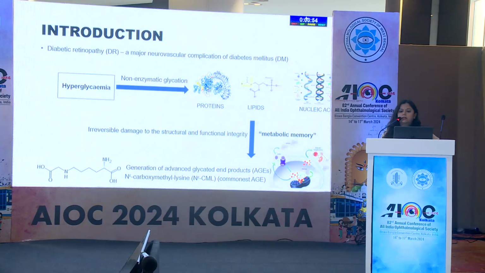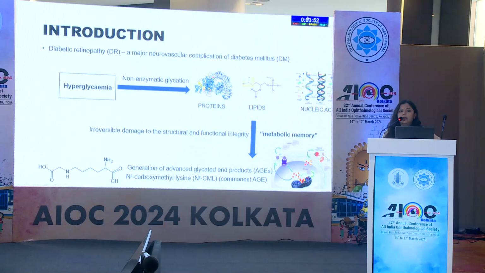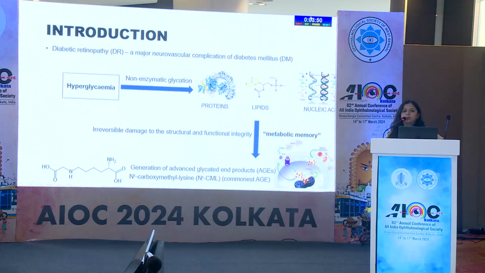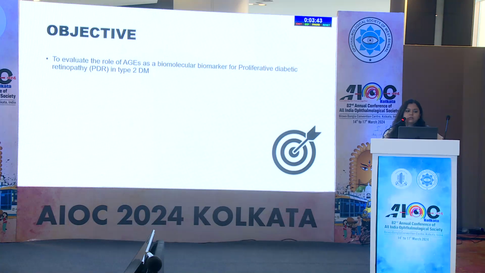Here comes the main concept of metabolic memory, that is the irreversible damage. Why metabolic memory? Because even if the hyperglycemia is reversed, the effect remains. So the objective of our study is to study the role of AGEs as a biomolecular biomarker for proliferative diabetic retinopathy, because that is the vision-threatening one.